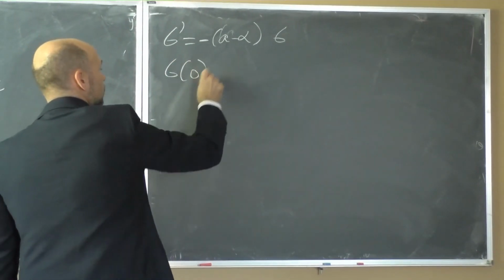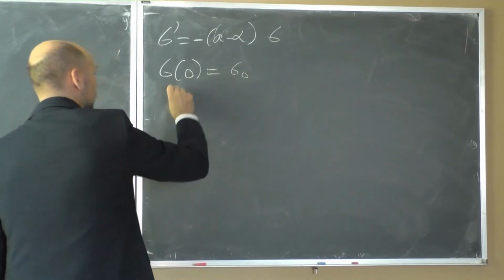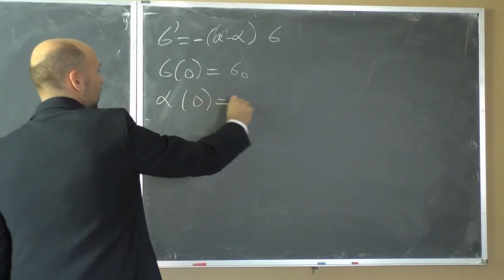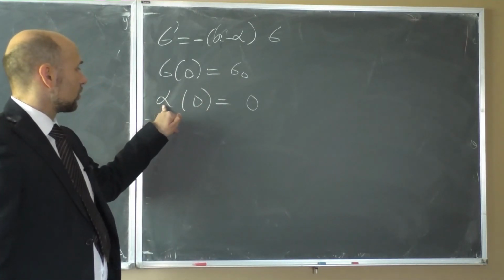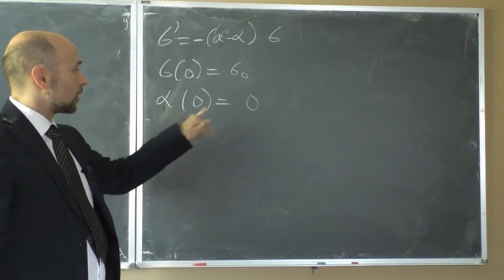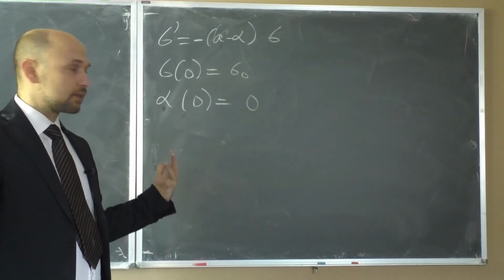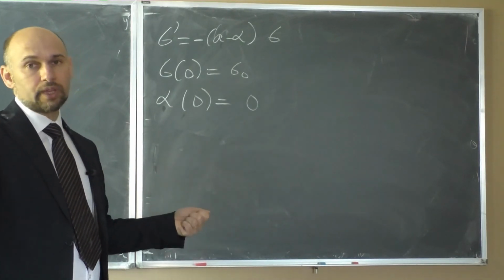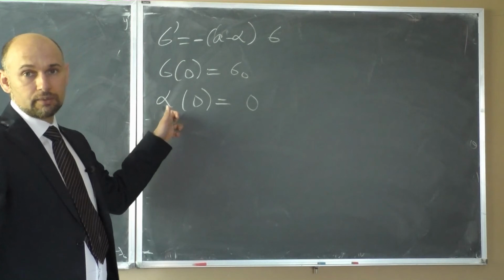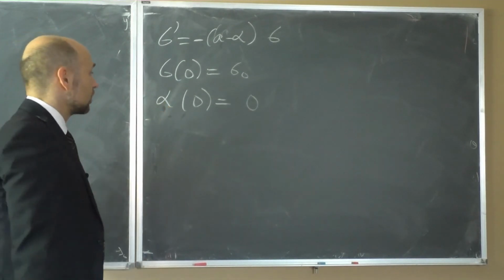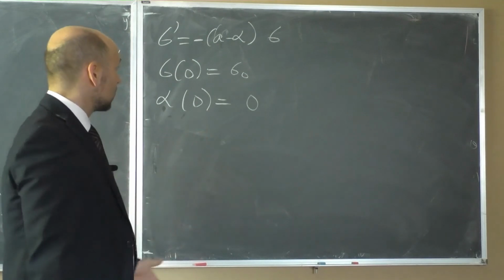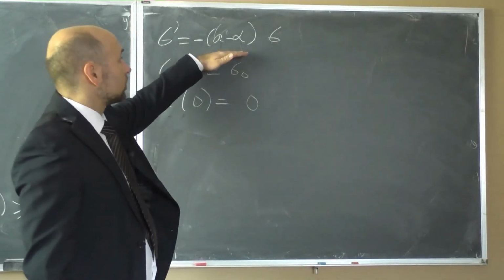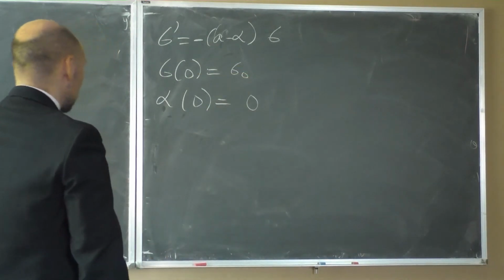My initial condition is that, and also I impose that alpha at time 0 equals 0, meaning that I didn't start to control the anger at the beginning. All right. So once I have that, I just remark that I have an explicit solution for sigma.